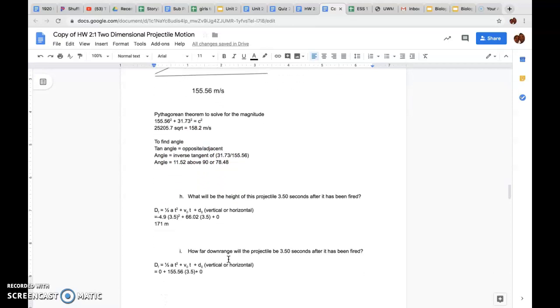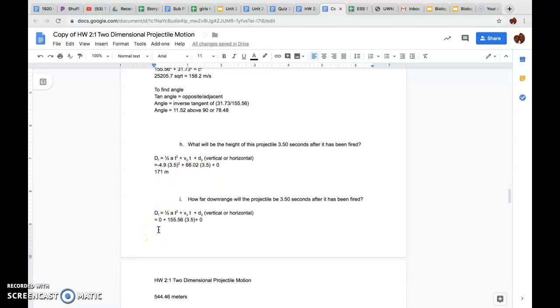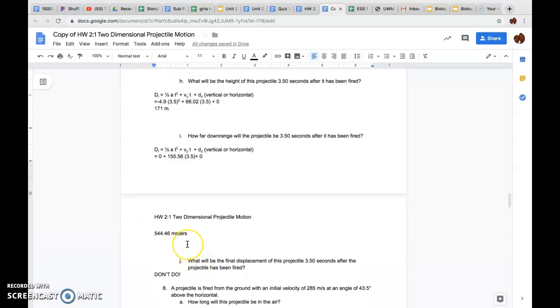All right. Solving this problem will give the height of the projectile. There we go. We use the displacement equation again. Again, what's its range? We use the displacement equation except for the horizontal point here, and we get 544.46. And don't do J. So there we go.